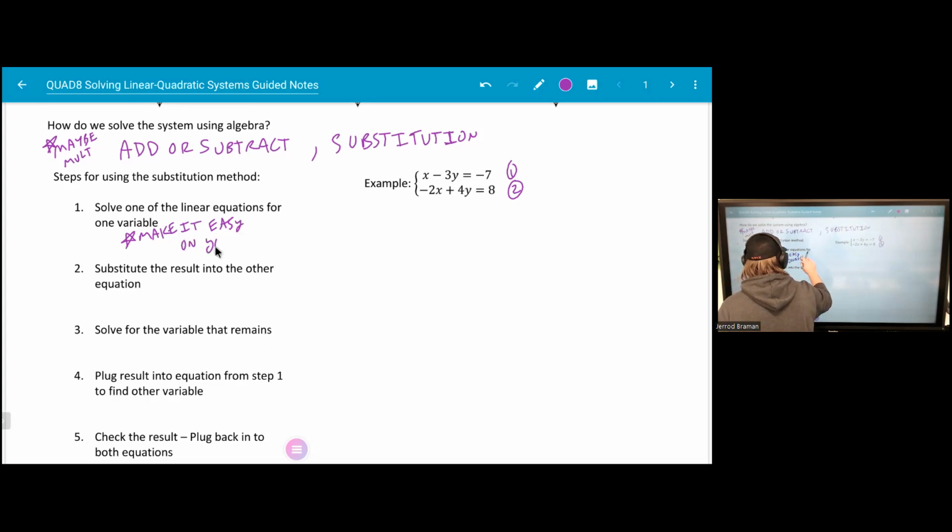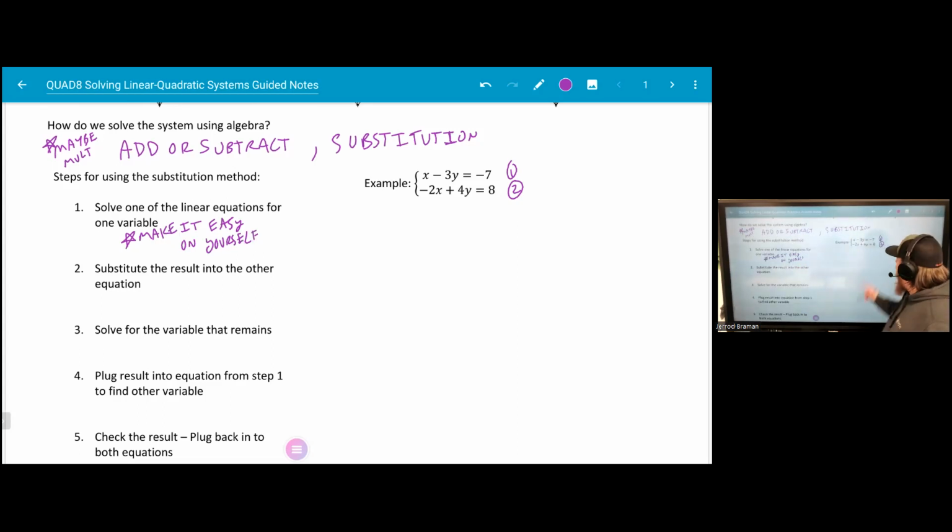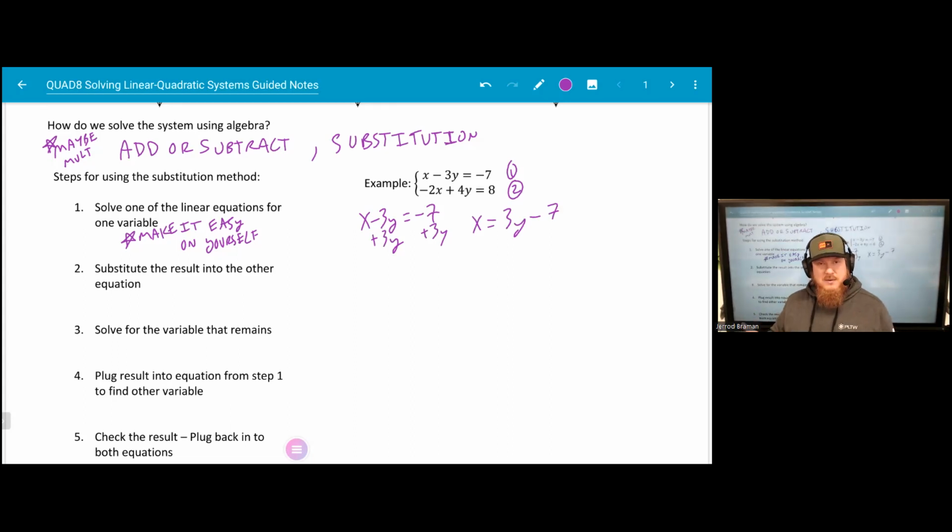What do I mean by that? Well, if you don't have to deal with fractions, especially if you don't like fractions, don't. I'm looking at line one here, x minus 3y equals -7. I see right here, I can do one step and have one variable isolated. If I added 3y to both sides, I'd have x equals 3y minus 7. I've just solved one equation for one variable.